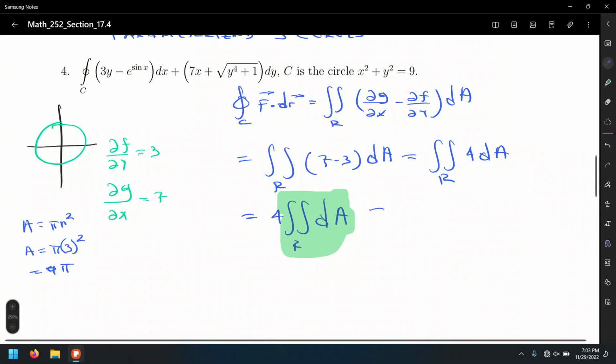Not even an integral, right? We just denoted the integral. 4 times 9 pi, result 36 pi. That's how powerful Green's theorem is. In some cases, you don't even evaluate and just set it up.